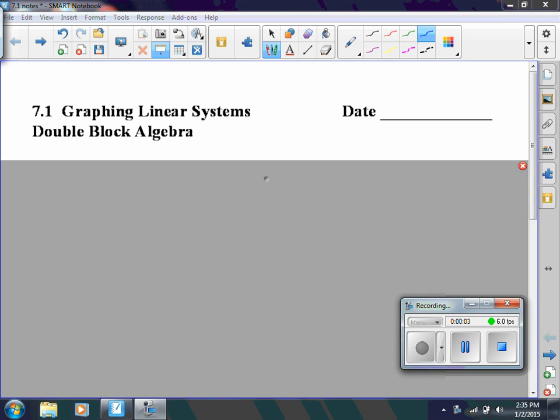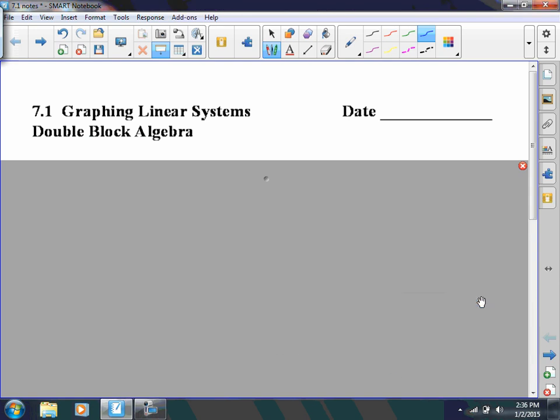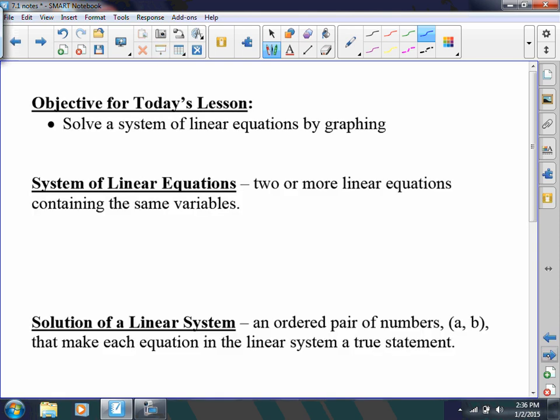Welcome to Mrs. Neller's notes for her double block algebra class. These are the notes for section 7.1, entitled Graphing Linear Systems. And today we're going to solve a system of linear equations by using the graphing method.